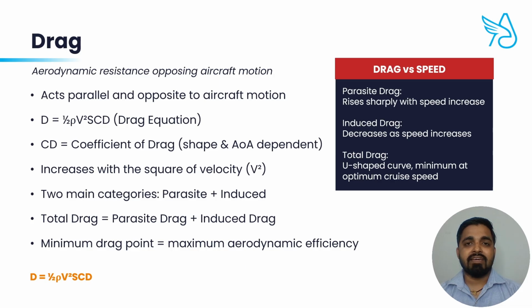That is why supersonic aircraft need enormously powerful engines. There are two types of drag: parasitic drag and induced drag. Parasitic drag increases as you go faster. It is the drag created by the body of the aircraft regardless of lift. And induced drag decreases as you go faster. This drag is created as a side effect of generating lift. Together they form a U-shaped curve where the total drag is minimum. Aircraft cruise at this speed to get the best fuel efficiency. We call this the maximum aerodynamic efficiency point.